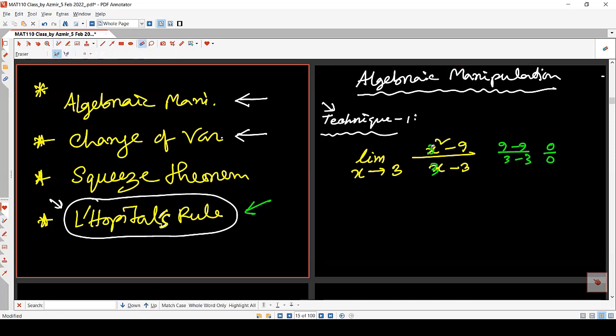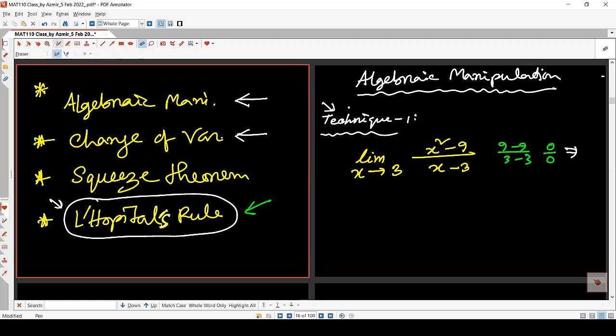So what we can do, we have to reduce this function as much as we can. Okay, so we have to bring a simplified version of this function so that we can easily compute the limit. Actually, we have 0 by 0, but this limit may be a finite value. Okay, so how can we solve this one?